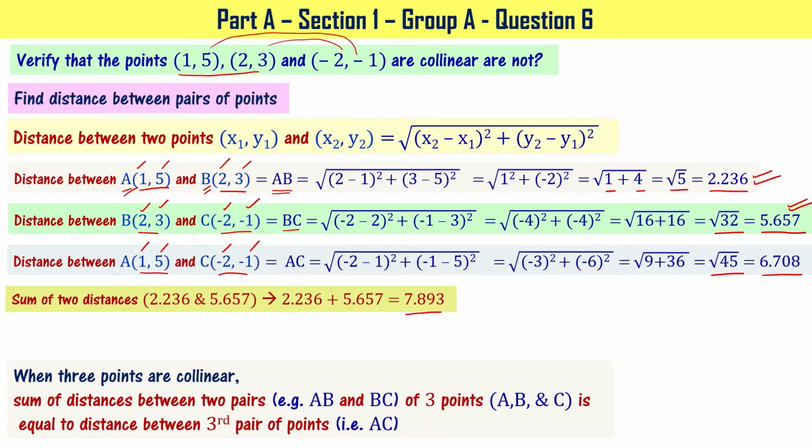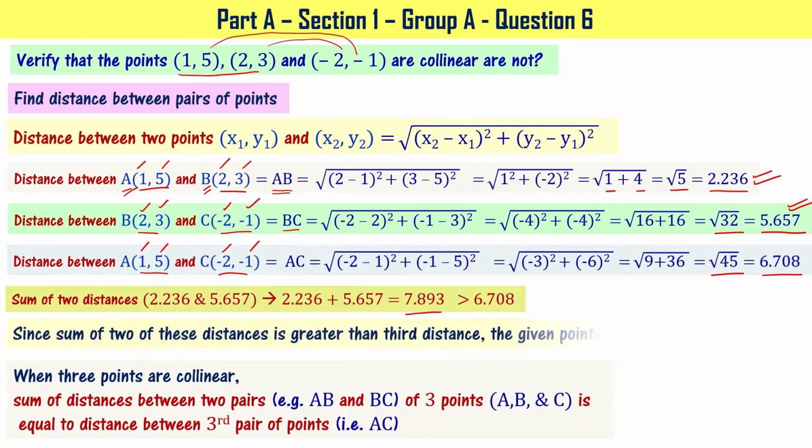What does it mean? Since 7.893 is greater than 6.708, these points are forming a triangle rather than being collinear. Let's write that. Since the sum of two of these distances is greater than the third distance, the given points are not collinear. I hope you got the concept.